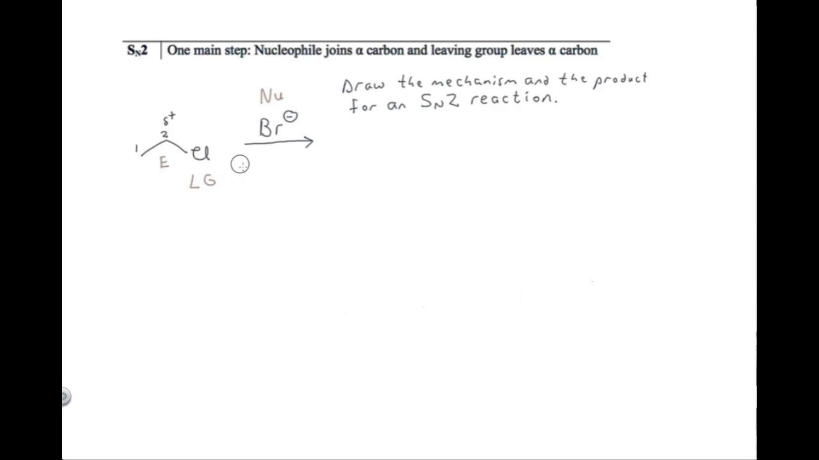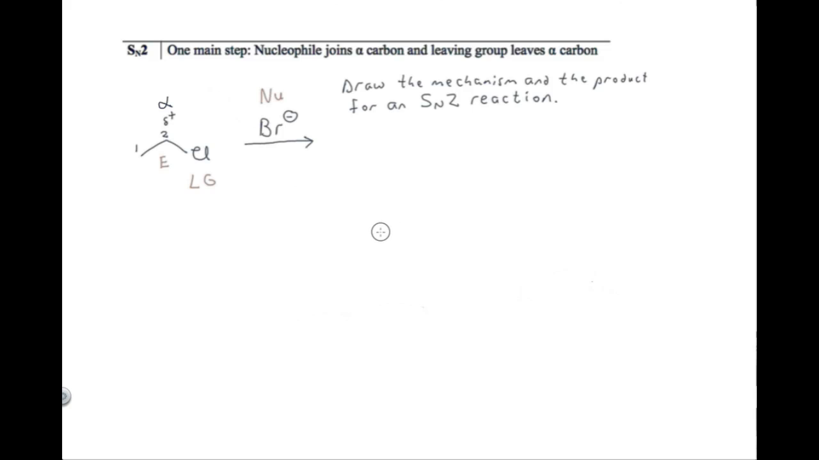Now, how do we use these rules to draw the actual electron-pushing arrows for the mechanism? Well, let's use what we've learned about what happens in the one step for an SN2 reaction. In this step, the nucleophile is going to join the alpha carbon. So we better label the alpha carbon. Remember that at the end of the previous video, we learned that the alpha carbon is the carbon attached to the leaving group. We're going to define the alpha carbon as the carbon that's attached to the leaving group. So we want this nucleophilic atom to join this alpha carbon.